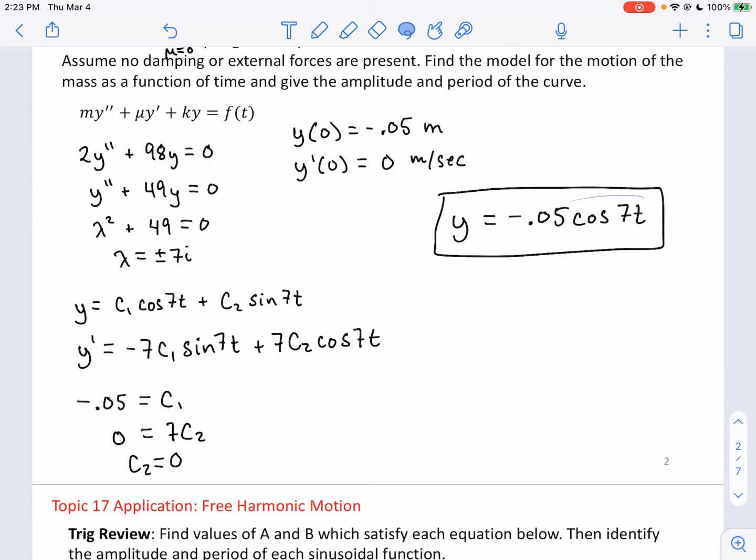So if you might recall that when you have a sine or cosine and it's been stretched by a coefficient, that coefficient will reveal the amplitude. So we know that the amplitude will be 0.05 meters, and the period, if you recall from trig, when you have cosine or sine of a number times t, then the period will be 2 pi divided by that coefficient, so divided by 7.